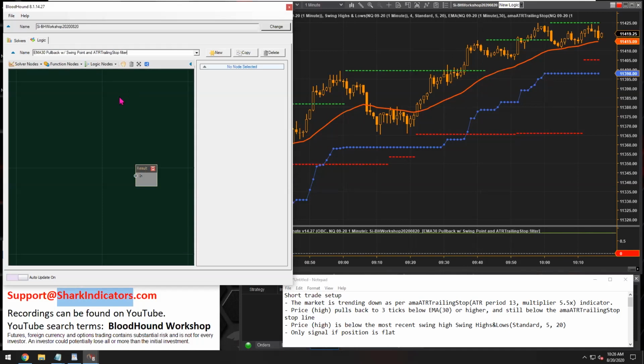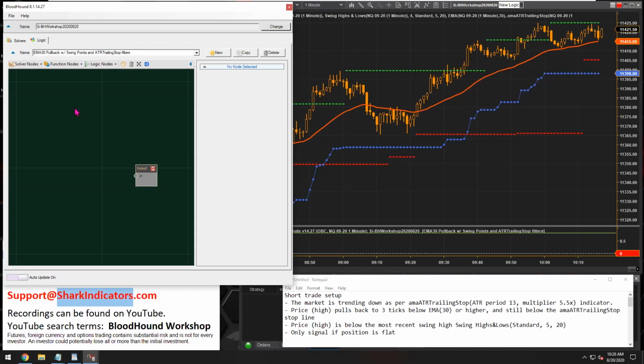All right, there you go, something like that. So basically, I guess you could call this an EMA pullback system. And then it's got a couple of filters, a couple of trend filters. So we're using swing points as a trend or directional filter, and obviously the ATR trailing stop as a trend filter as well. There, let's get the plurals in there.